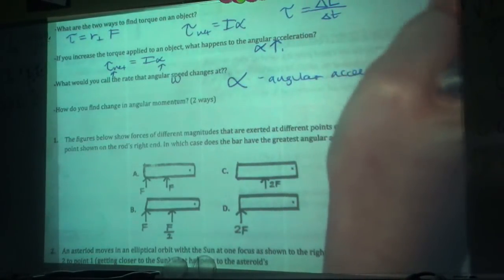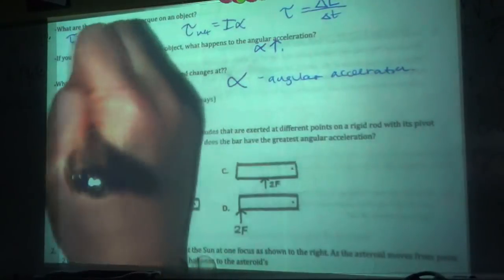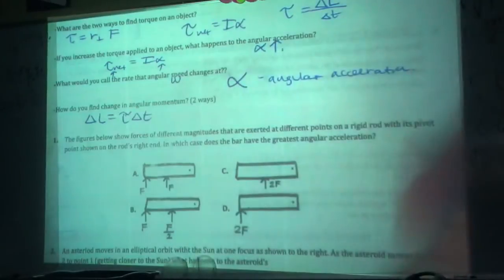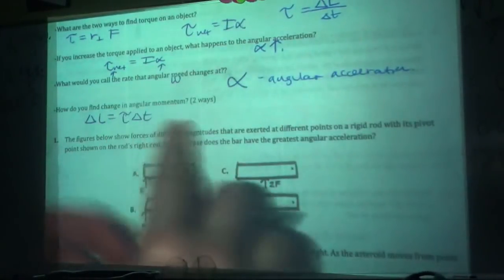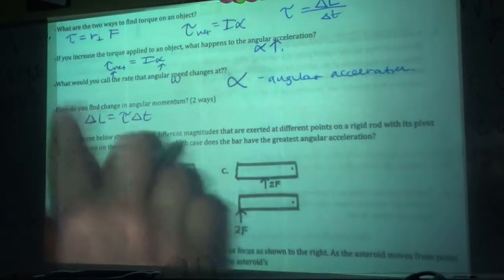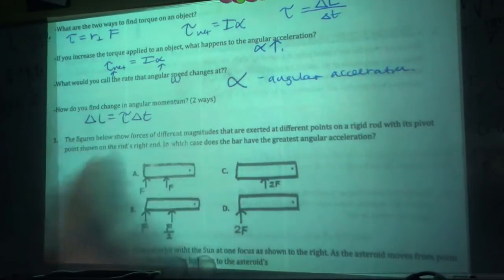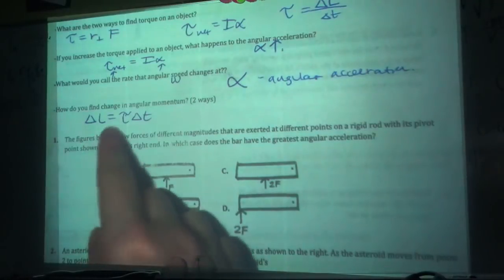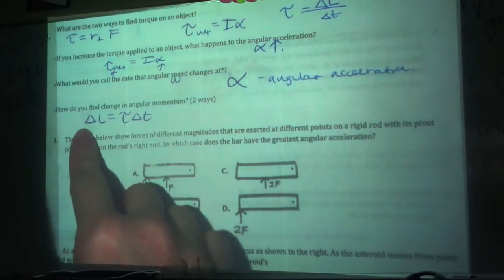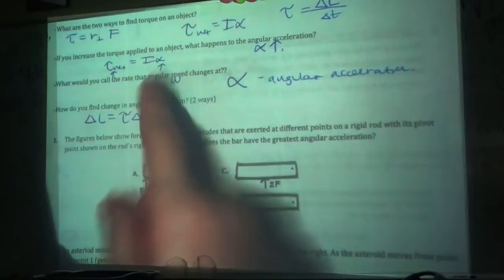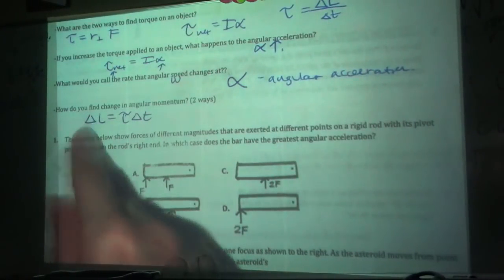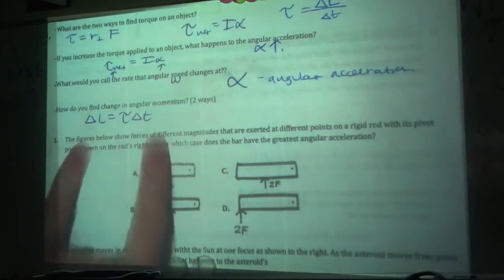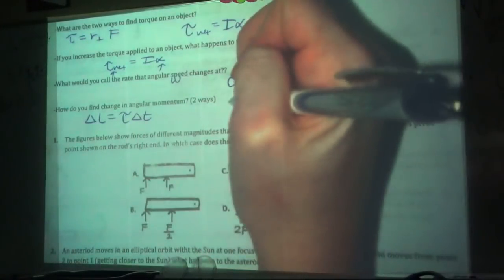The change in angular momentum is tau times the amount of time it's been applied. So if you have a big torque for a long amount of time, then you have a big change in angular momentum. If you have a small torque, then that's not a big change in angular momentum. If you have big torque but you only apply it for a millisecond, that's not a big change in angular momentum.